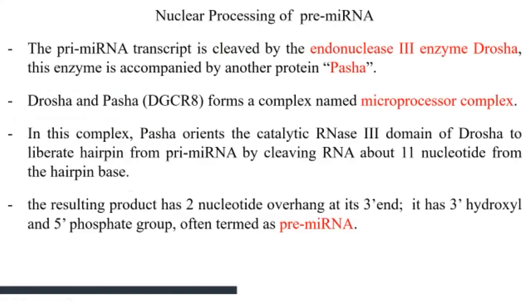The microRNA undergoes processing in two different compartments. First in the nuclear compartment, and after that it undergoes processing in the cytoplasm. Okay, let's see one by one. In the nuclear processing, the primary microRNA transcript is cleaved by the endonuclease 3 enzyme, which is called Drosha, and this enzyme is accompanied by another protein called Pasha.